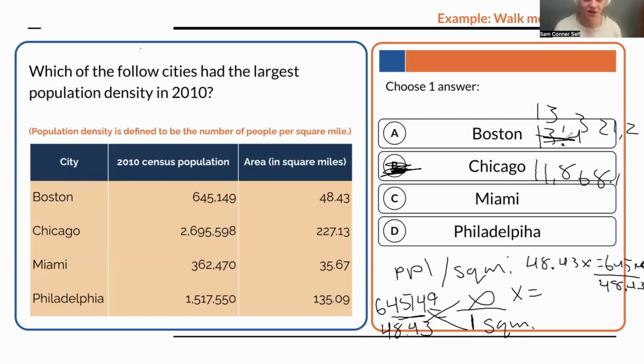I'll do out the other two just to make sure. So 3,6 for Miami, 470 divided by 35. All right, and it can't be Miami because Miami is around 10,000. And then Philadelphia, 15,17,550 divided by 5.0 equal to 11,000 ish. So, yes, to those who said A in the chat, you guys are going to be correct. And again, you just do that by, you can set up these proportions, but you can also just divide the total population by the total area.